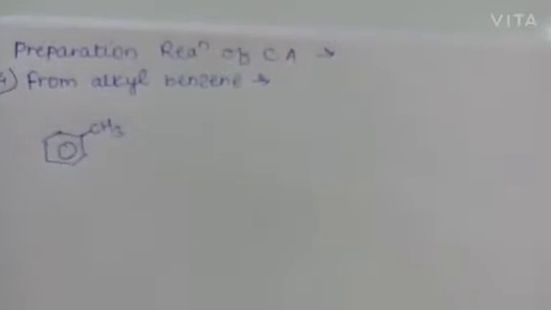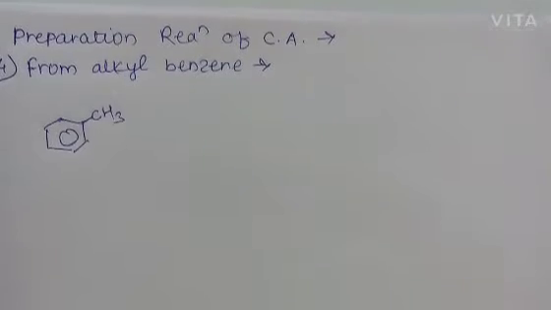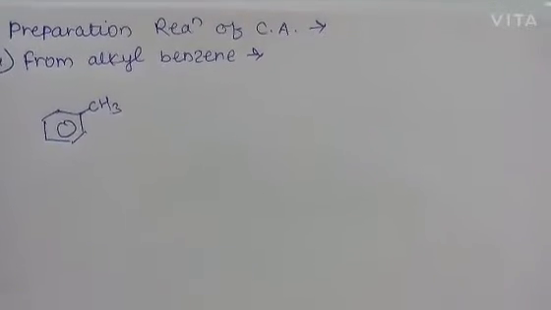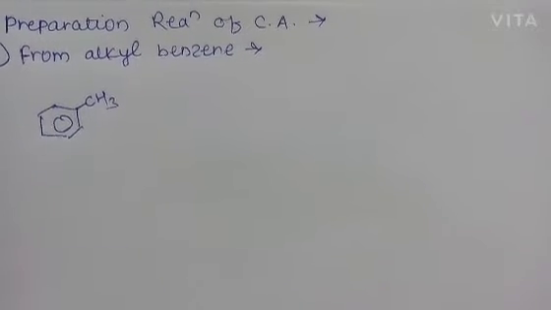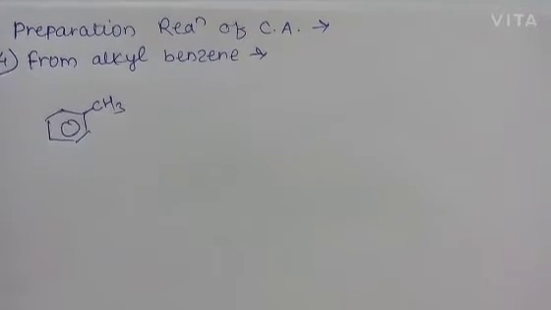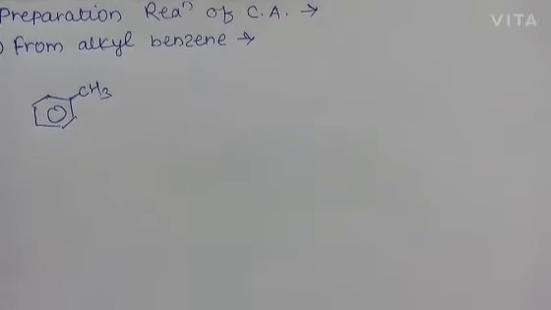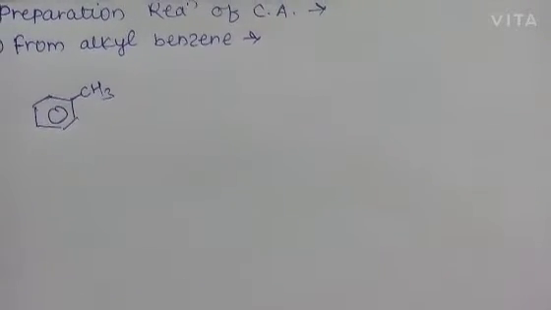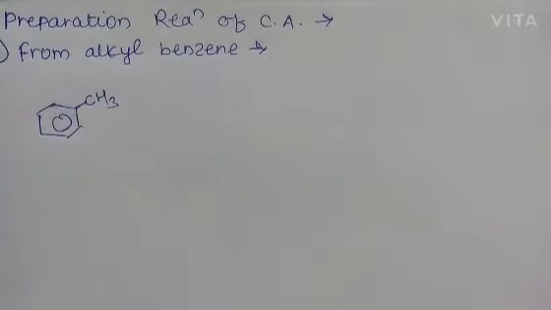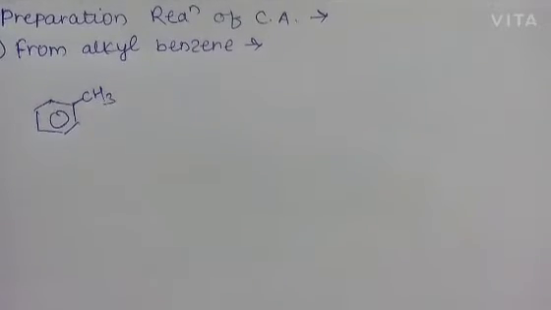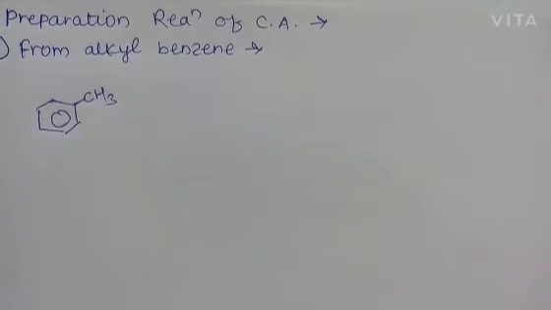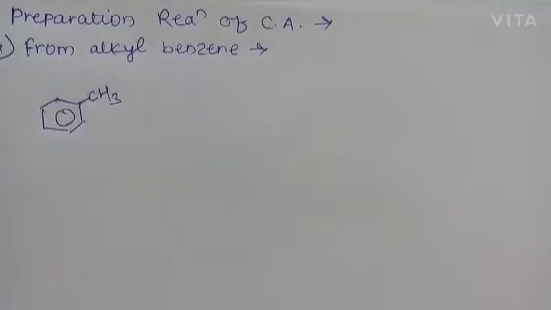Now let us see the next preparation reaction of carboxylic acid. In the previous video we have seen the preparation reaction of carboxylic acid, and under this heading we have completed the three main preparation reactions. First one is from nitriles and amides, second one is from acyl chloride, and third one is from ester. In that we have seen acid hydrolysis and alkaline hydrolysis.